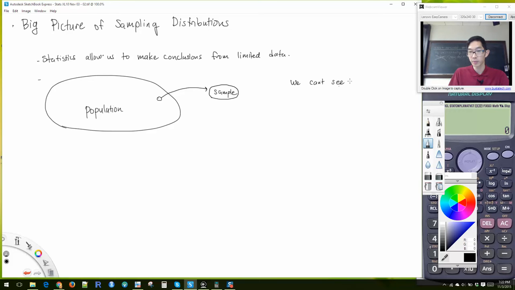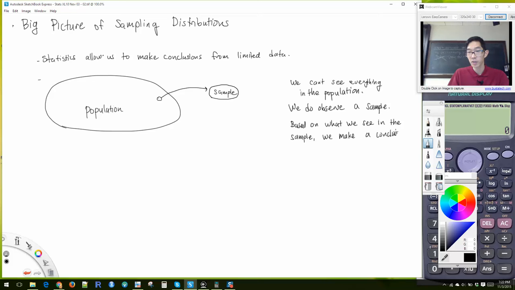We can't see everything in the population because the population is too big, right? We do observe a sample. Based on what we see in the sample, we make a conclusion about the population. Okay, I'm hoping this concept sounds familiar. Usually the population has an aspect, like a property that we want to know, and that is our population parameter.